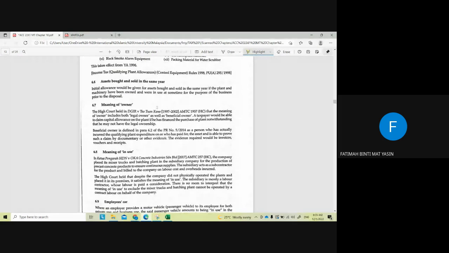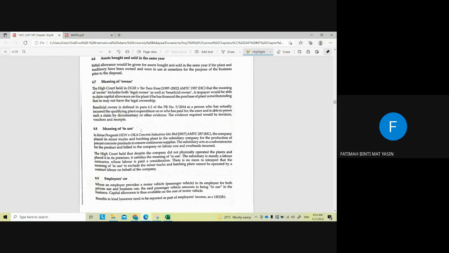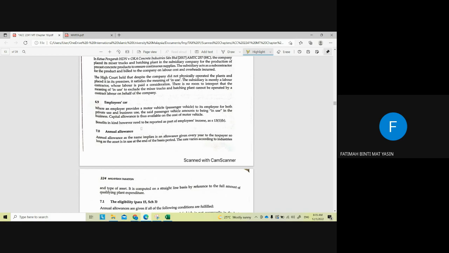Okay, so let's continue with this one. Asset bought and sold in the same year. This one is just like the previous one, when the company purchased the asset and then sold it in the same year. The company can claim the initial allowance for that asset if the company used it for the business. Okay, so meaning of owner, meaning of in use, hopefully you can read on your own.